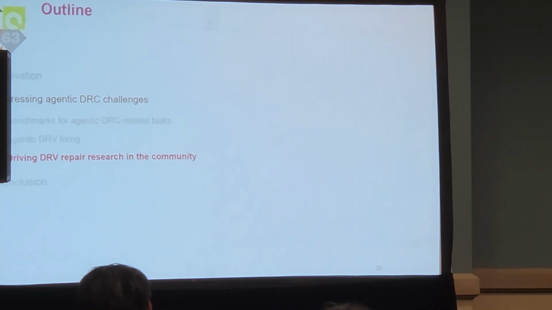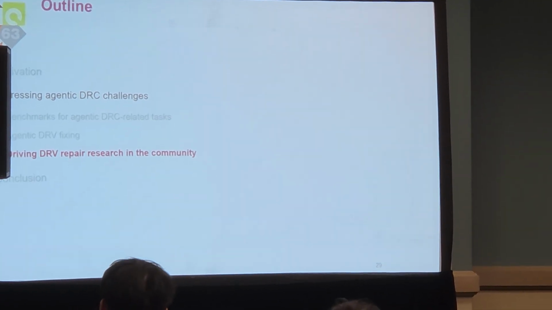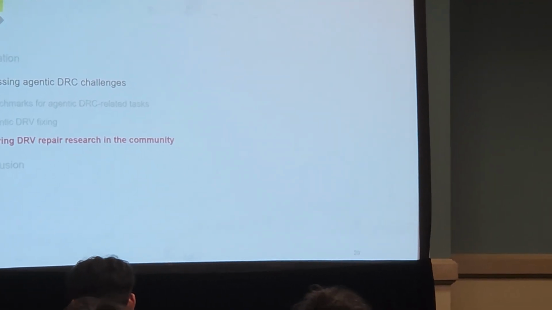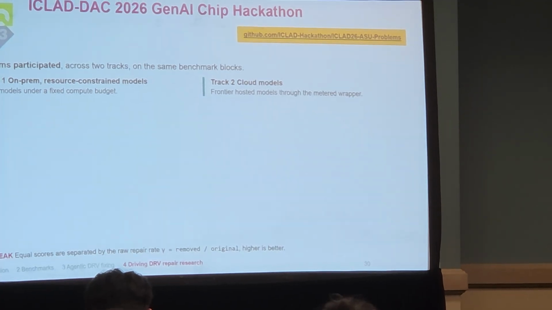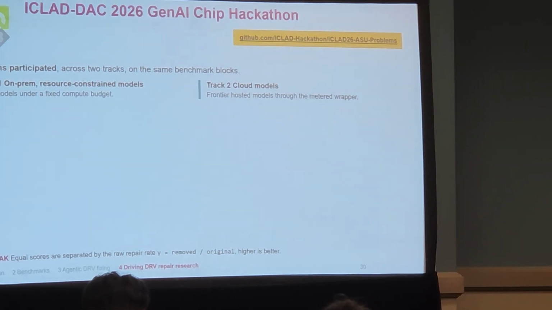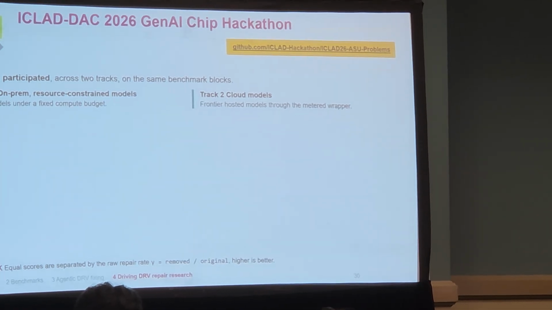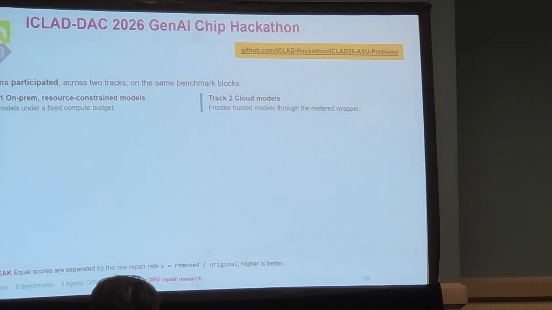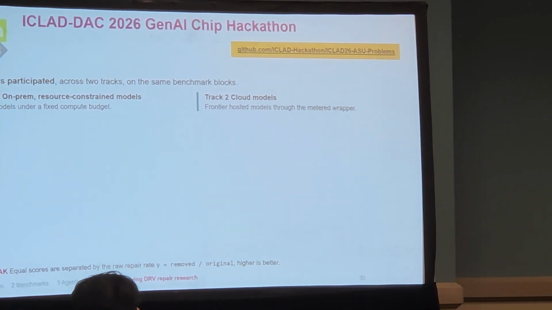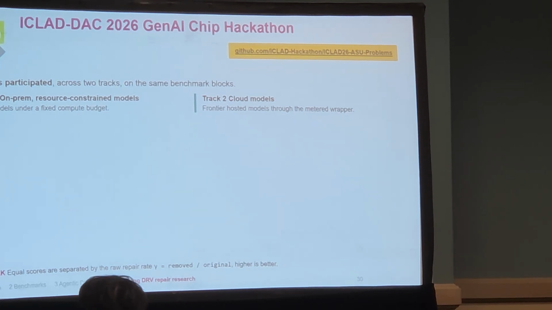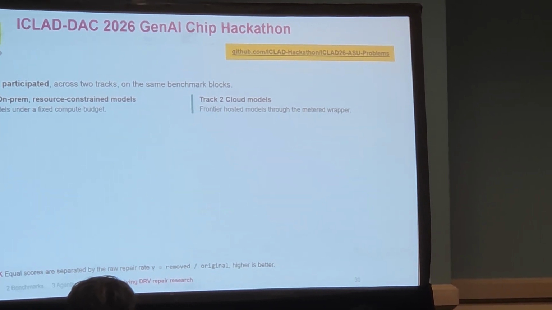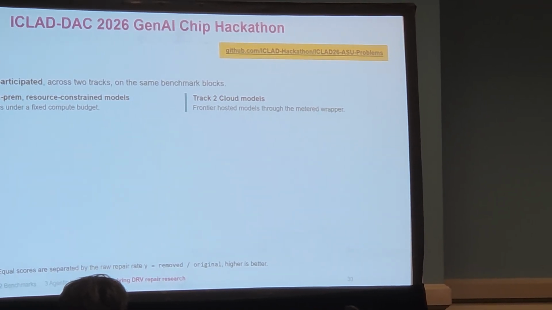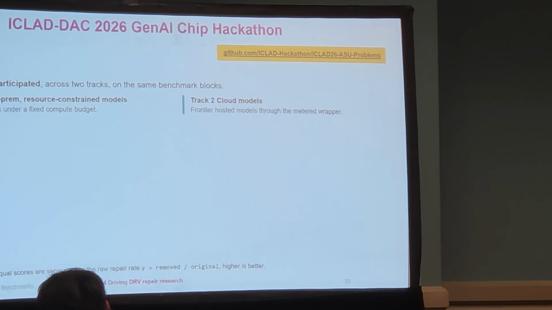All right, that brings me close to the end of the talk. This is part 3, which is how we turn this into community research, not just one paper and one method. So using these benchmarks, yesterday at DAC, we had the ICLAD DAC 2026 Gen AI Chip Hackathon. 6 teams worked on this problem. There were 2 tracks. There was an on-prem resource-constrained track, which had smaller limited tokens, smaller models that are present on the edge. And there was a cloud track, which had all the frontier models. The task was the same: a benchmark style repair problem, return a clean layout that still implements the same circuit.